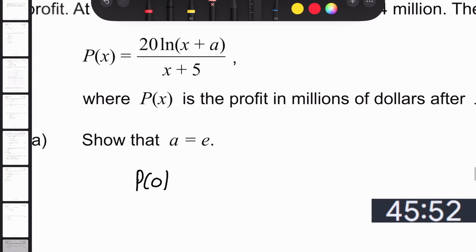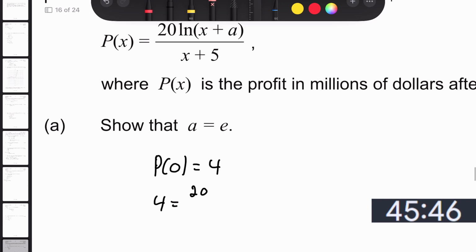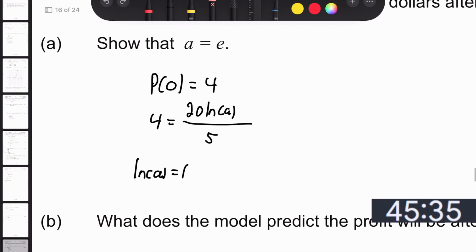We know that P of 0 is going to be equal to 4. So then 4 is going to be 20 ln of A all over 5. So then ln of A is going to be equal to 1. So A is equal to e. You just multiply that to get 20 and then you divide by 20. So A is equal to e.